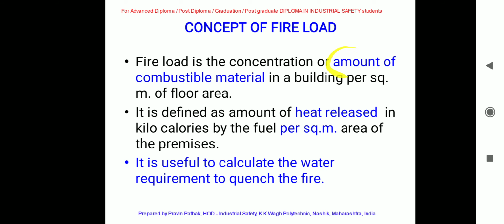So we know the amount of combustible material. Now we must calculate the heat released. So how to calculate this heat release? With the help of the calorific value of that particular substance we can calculate the heat release, and on the basis of this heat release we can calculate the water requirement. So this fire load concept is useful to calculate the water requirement to quench the fire.